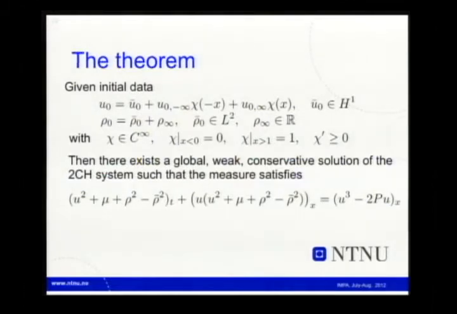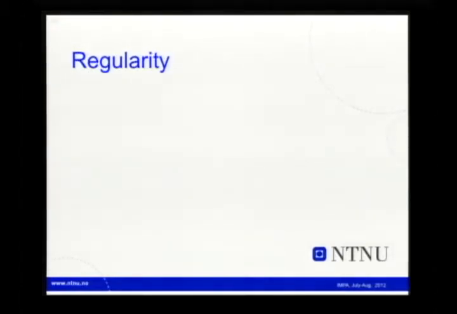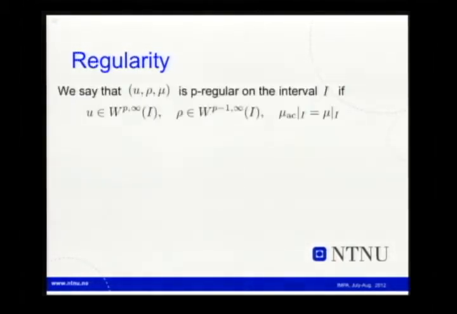Then one can show, and we have shown, that there exists a global weak conservative solution of this system where the measures satisfy this conservation law. Now there is a regularity property of the system that is quite interesting, that you don't have for the Camassa-Holm equation itself. So I'll just spend a few minutes on this.